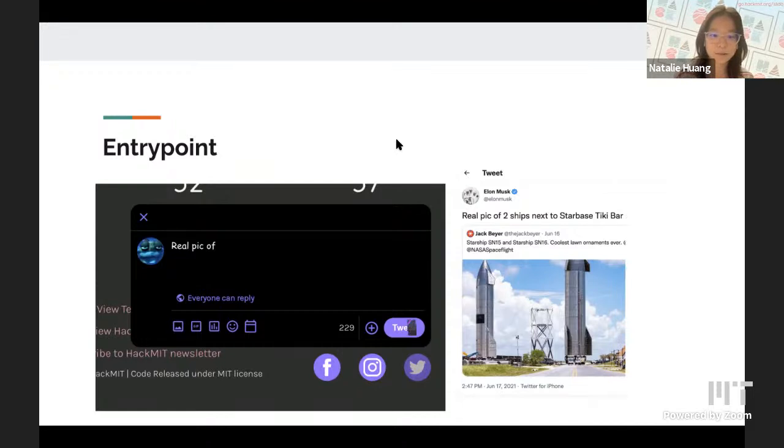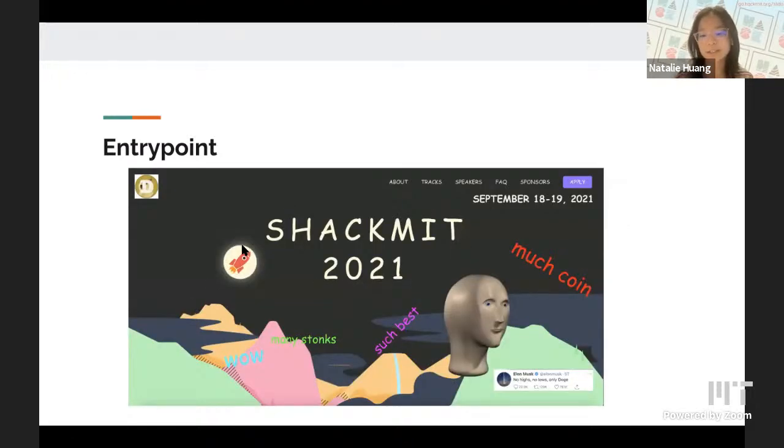Once you press tweet, the page will change a little bit to show this at the top, and all you have to do is click on the rocket, and that will link you to the puzzle link. So yeah, that was our entry point.